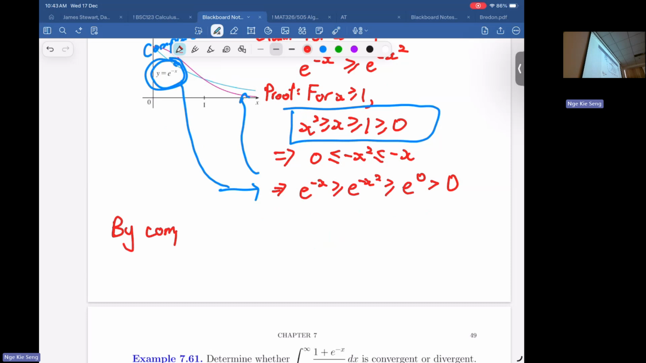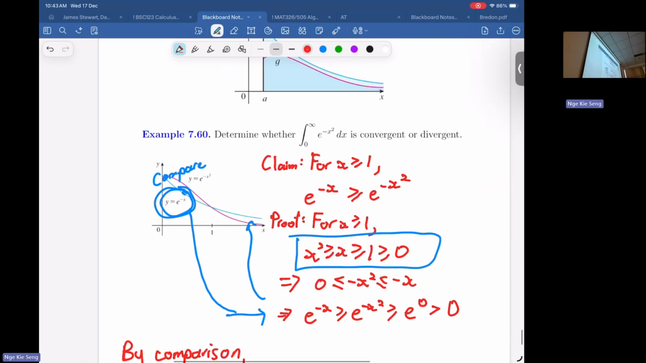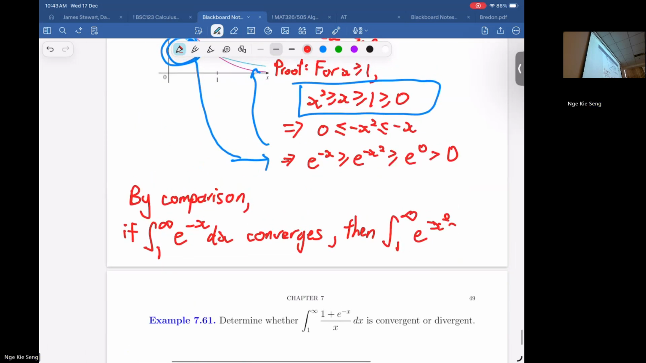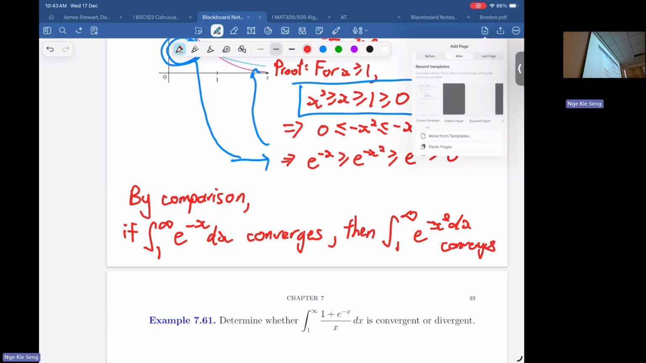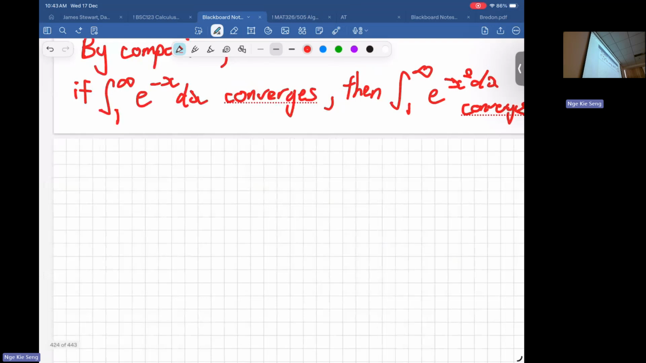comparison tests. If the larger integral converges, then the smaller integral will also converge. So if the larger one converges, then the smaller one will converge. What's the smaller one? Okay, so now it suffices to just show it for the larger one. So let's do the larger one.